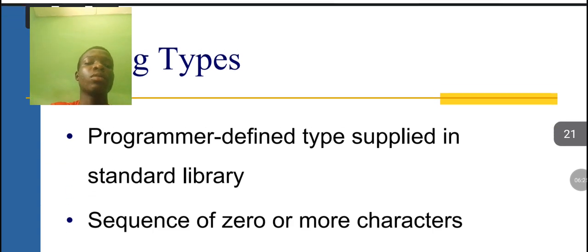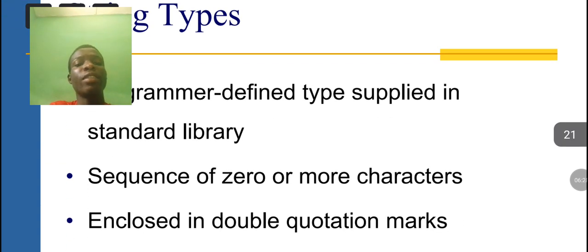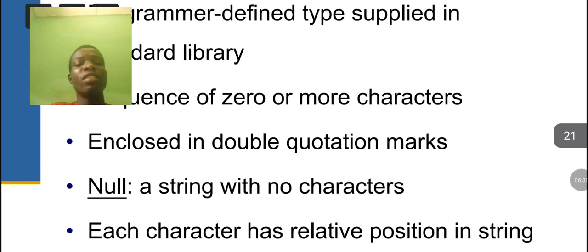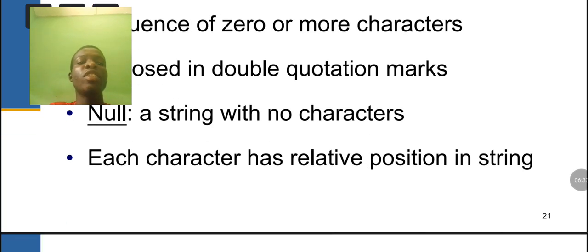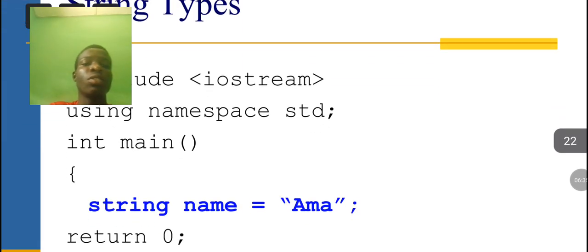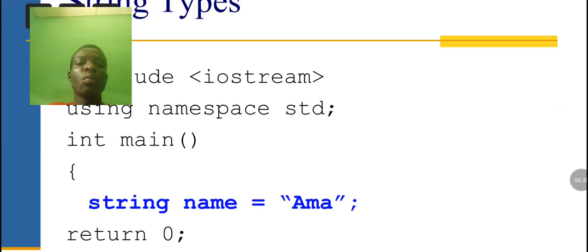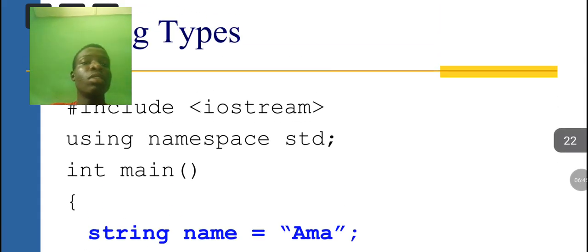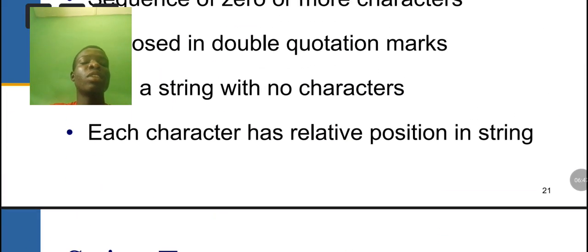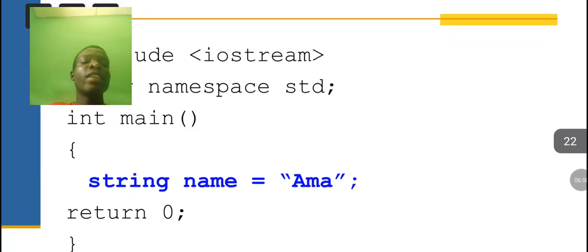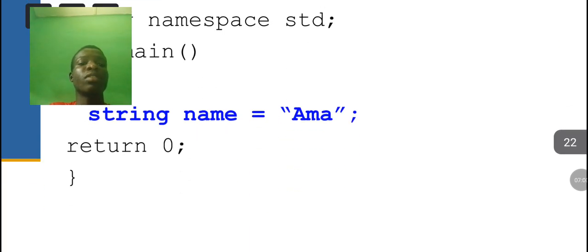Then a string is a sequence of characters. It's enclosed in double quotation marks, and each character has a relative position in the string. In this example, string name equals, in double quotation marks, Amma. The relative position in a string: take the first letter of Amma. The A is 0, the M is 1, the A is 2. That's the relative position.